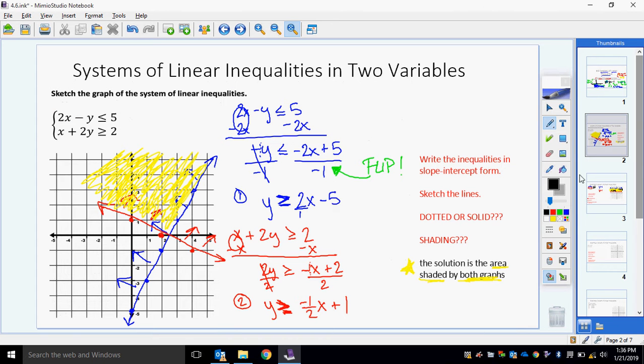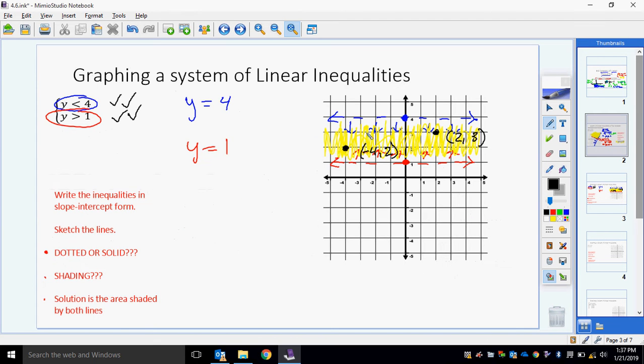I want to point out that a point on a solid line is part of that system, right? So that point there is on the red line, it's part of the yellow region. This point here on the blue line, it's part of the yellow region. However, if you're on a dotted line, like here, or even here, or here, or here, those are not going to be solutions. They're on a dotted line.